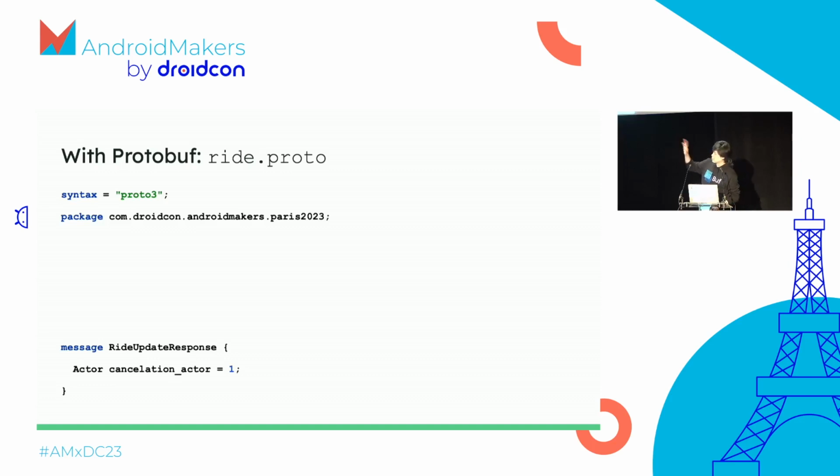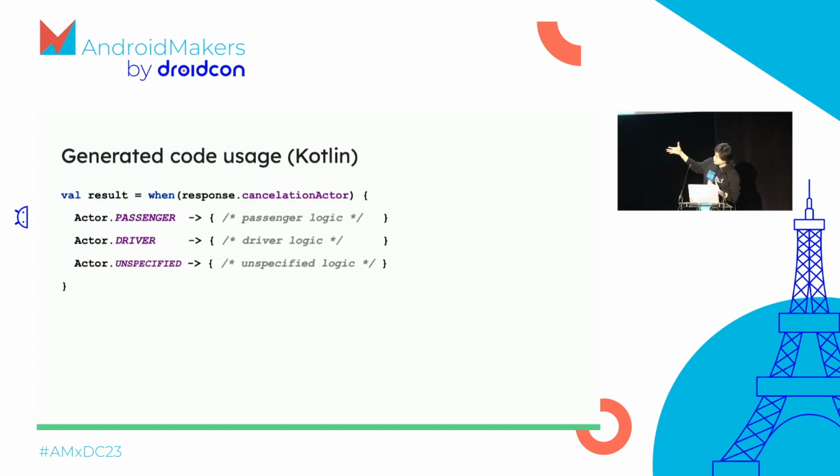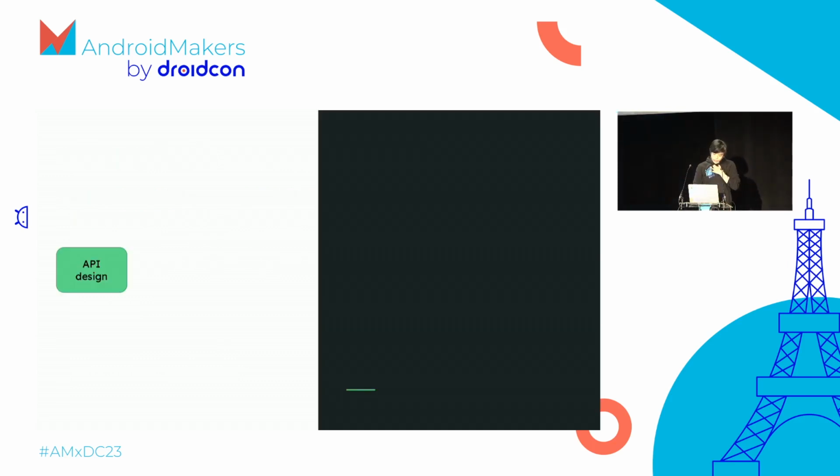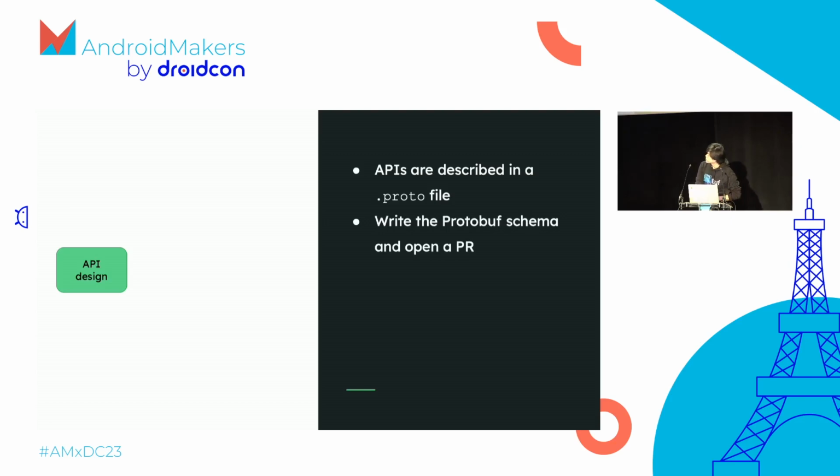You can ignore the syntax part for now, but the package is very similar to what we all are familiar with. And at the bottom there is the ride update response. You can tell that there's this object actor, but the cancellation_actor key is going to stay the same. And with the object actor, we can actually define what an enum is and use an enumerated value and not free-form strings, which means that our calling code can look something like this, which is a lot nicer and more exhaustive. And with Protobuf, our API design becomes described in a Protobuf file.